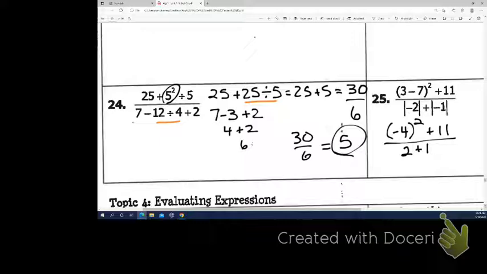And then negative 4 to the second power. If you're using the calculator, you need to put it in parentheses like it looks there. It is not negative 16. Okay? It is positive 16 because what we want to be happening is negative 4 times negative 4. So 2 negatives make a positive 16.